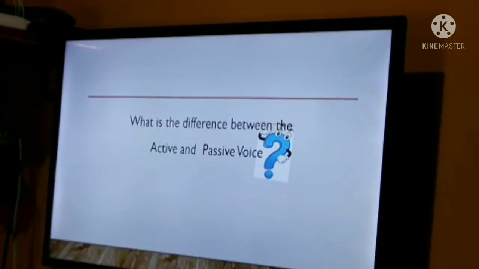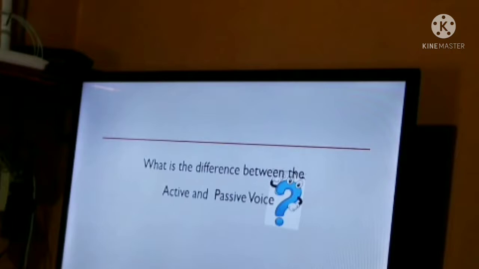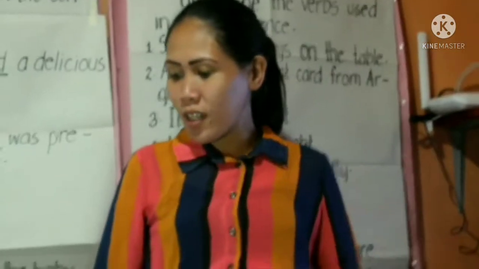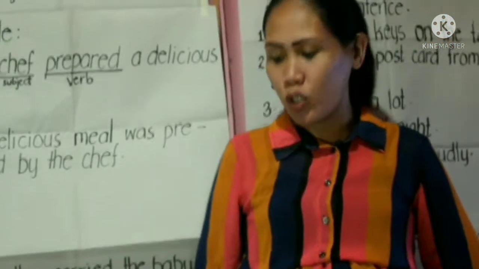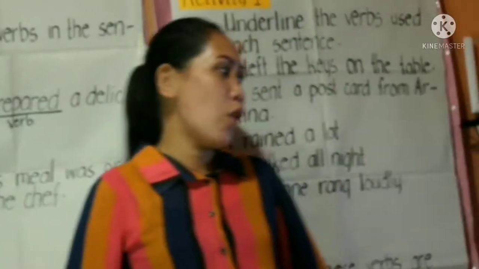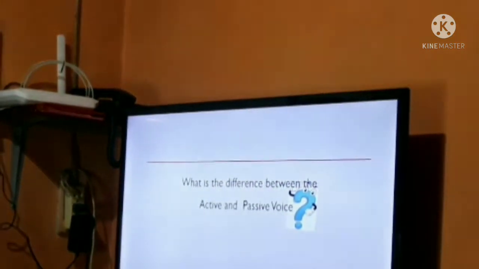Now, what is the difference, class, between active and passive voice? Anyone from the class? Yes, Carmela? Okay, very good. So, when the subject of the sentence does the action and the verb has a direct object, it is in active voice. While in passive voice, when the subject is acted upon, it is in passive voice form.